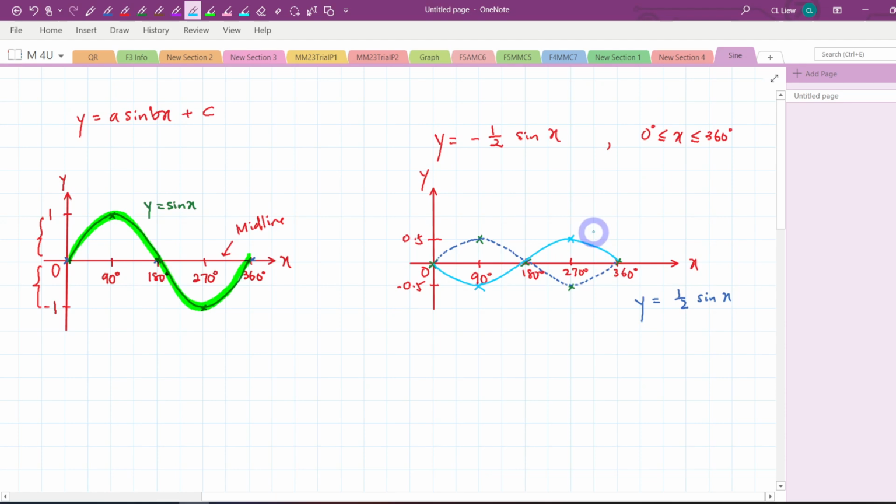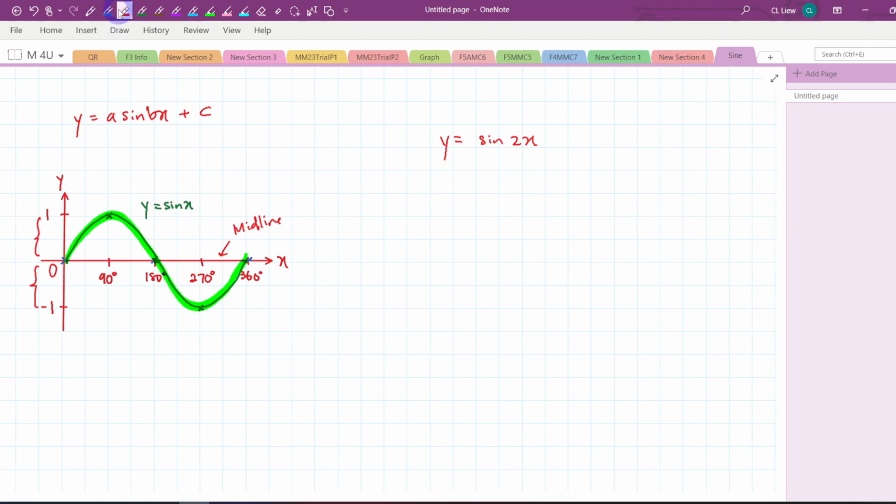So this is our final answer. Y equal to negative 1 over 2 sine x. Okay. Now let's try to sketch this graph.